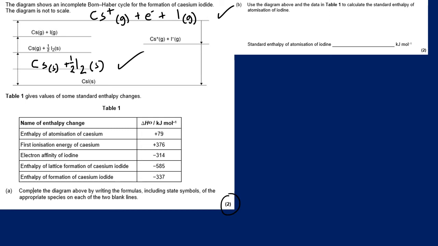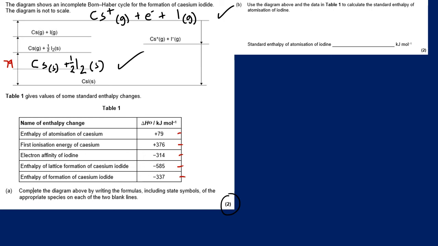Now we've been asked to do a calculation. We've not looked at any calculations so far. We've only looked at the construction of cycles. So let's have a look. What I'm going to do is I'm going to take each one of these values from the table and I'm going to put it alongside one of the arrows. So enthalpy atomization of cesium. That arrow will be this one. So the atomization of cesium, this is 79 right here. And it's only 1 mole, so I'll leave it just as 79.